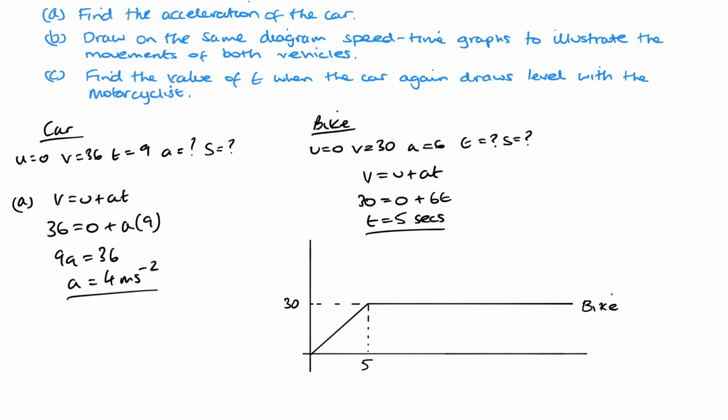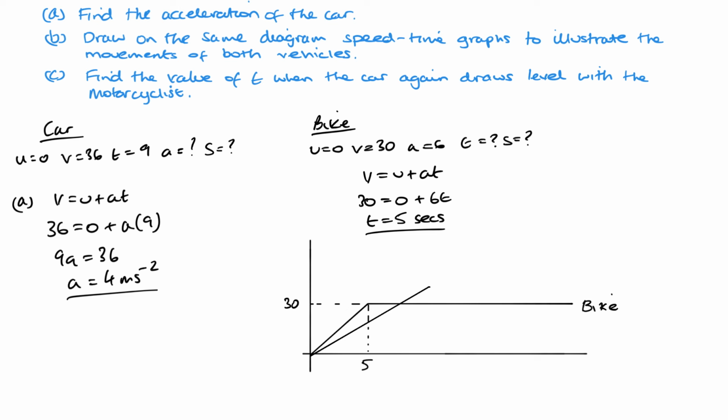bike. Now, our car takes longer, doesn't it, to get to 36. 36 isn't much bigger than this, but 9 seconds is almost double the distance. So we want to go somewhere around by here. So again, take my ruler and a pencil. It's going to be kind of almost double the distance in terms of the time. And this will probably be good enough.